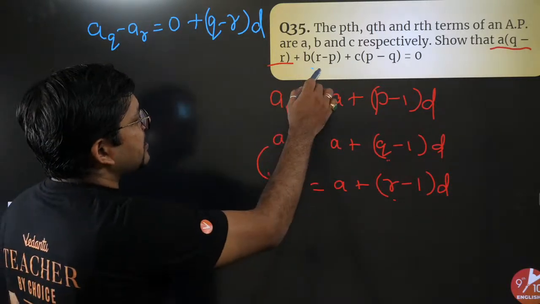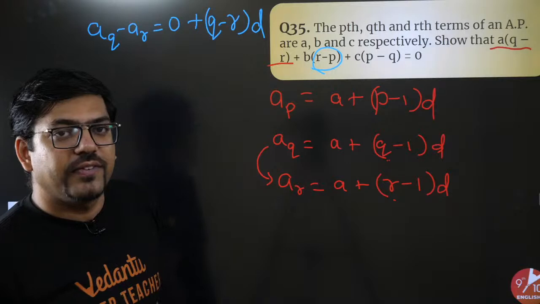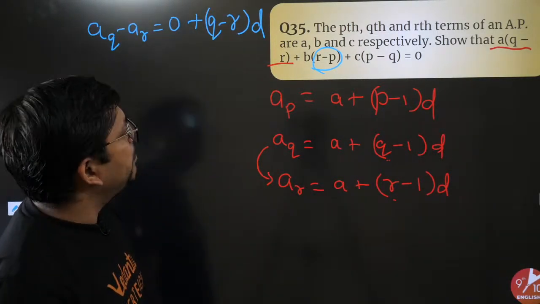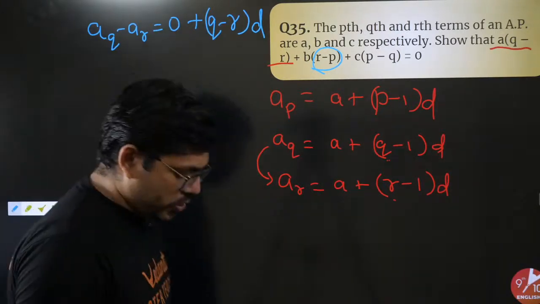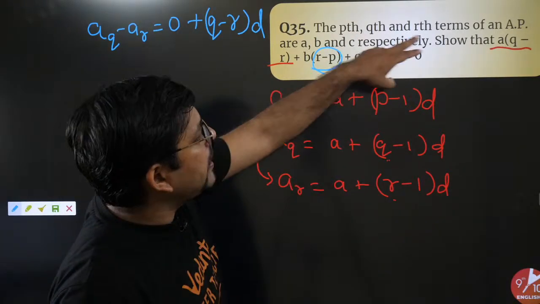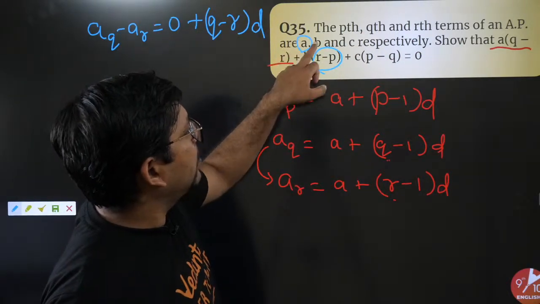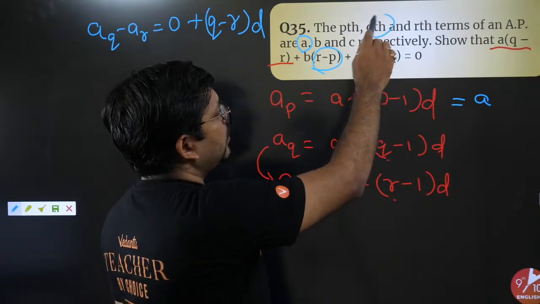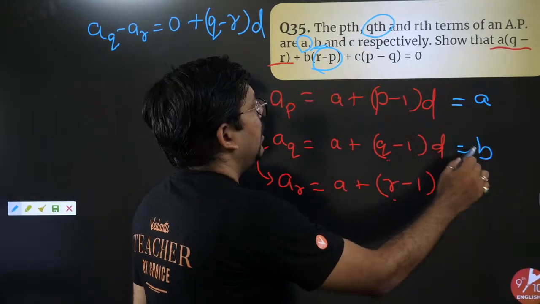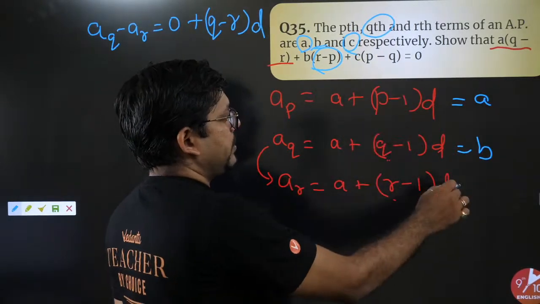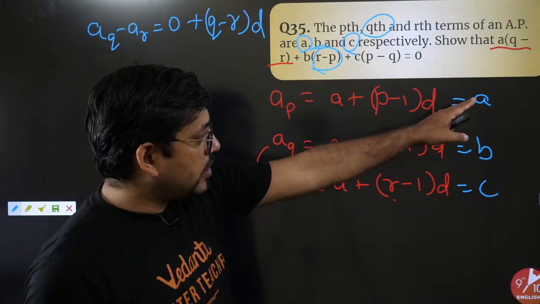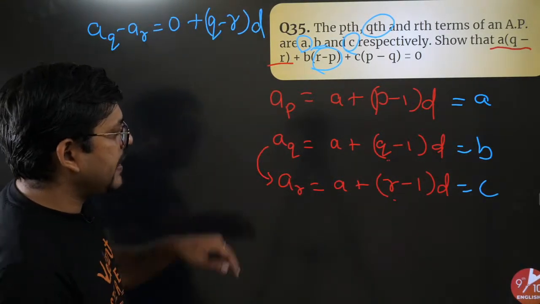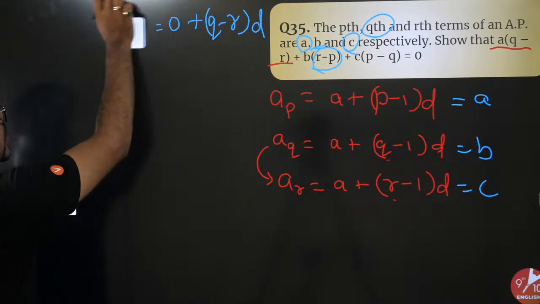Now the second term asked from us is r minus p. Okay, that's great. Wait a second. Sorry, I read half the question. The question is written, pth term of the AP is a. Qth term is given as b. And then rth term is given as c. Pth term a, qth term b and rth term c. So this means a_q minus a_r will be b minus c. So I will just write here b minus c.